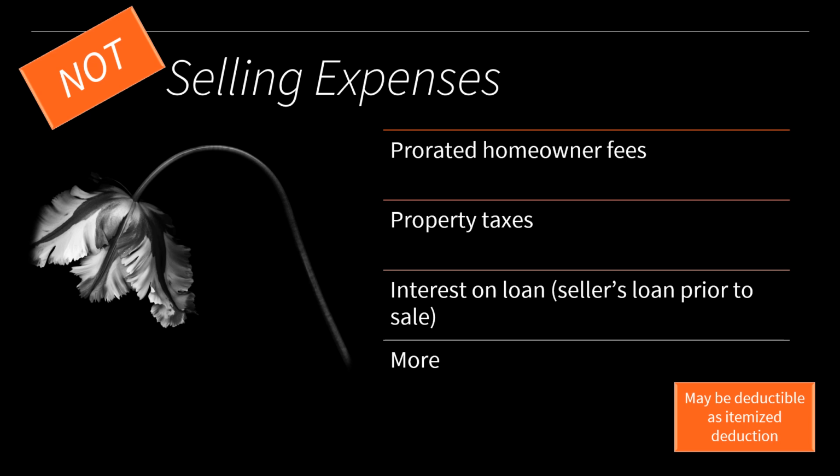And then you may see some things that are not considered selling expenses. So these are things like prorated homeowners fees or property taxes or interest on the loan that was the seller's loan prior to the date of the sale. So, our taxpayer may have had a mortgage on their home before they sold it. Any interest that they paid on that is not a selling expense. Some of these items could be deductible as an itemized deduction, and some of them will not be deductible at all, and they're considered personal expenses. But these are not selling expenses, even if they might be deductible somewhere else on the return.